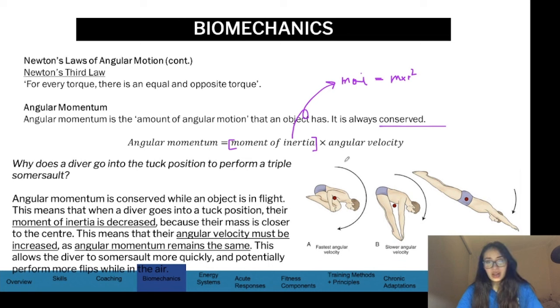So we know angular momentum is conserved, meaning if one thing goes up, the other must go down. So if we want to increase this, what we must do is have this decrease. And how can we decrease moment of inertia? I can't just say I want to be faster. We have to change things. So what we can change is moment of inertia. We know that if we decrease moment of inertia, angular velocity will go up. So decreasing moment of inertia means we can decrease our mass or our radius. We can decrease one or the other, or both.